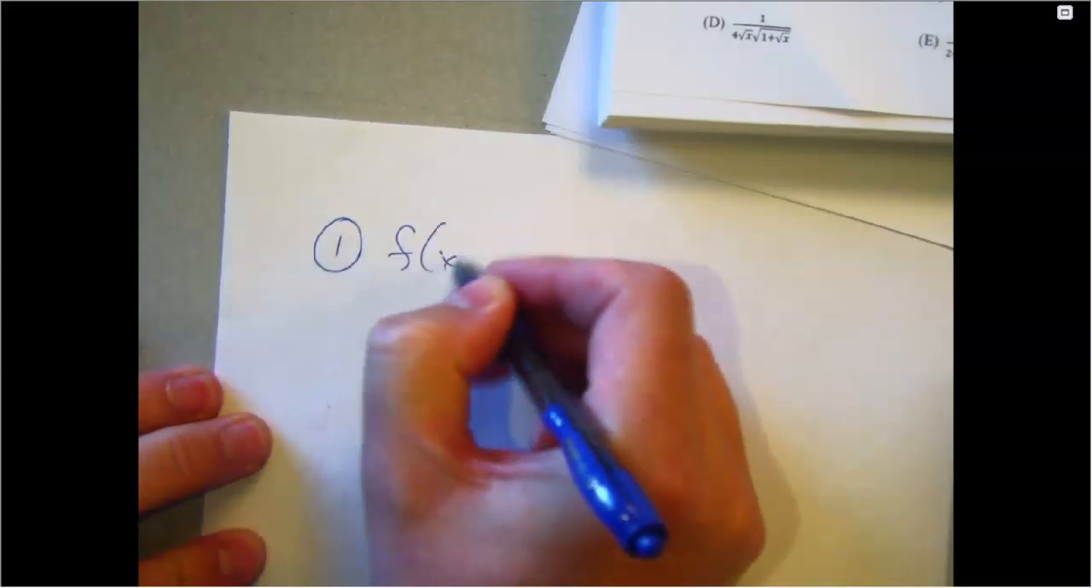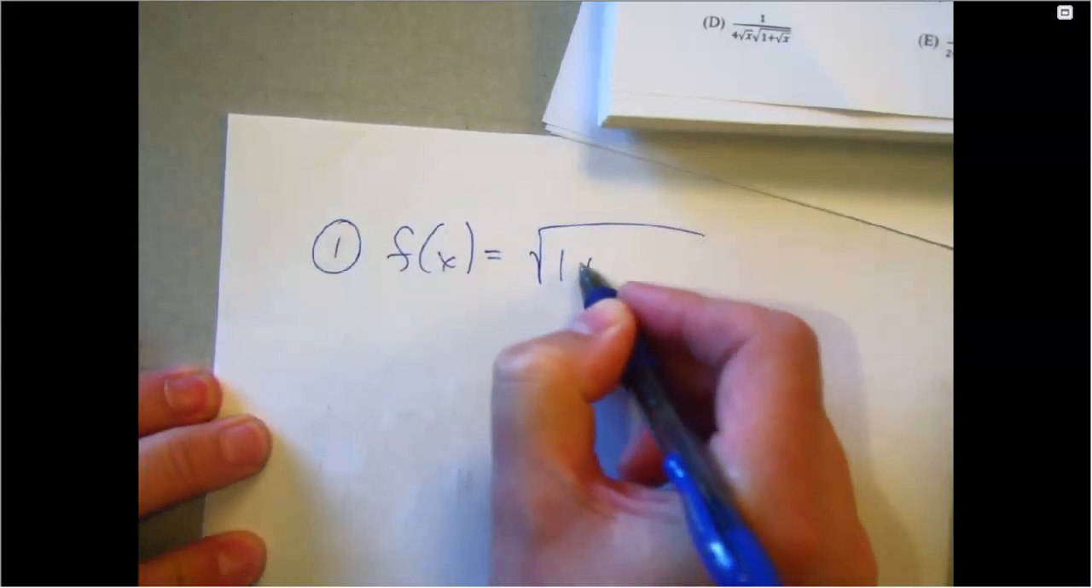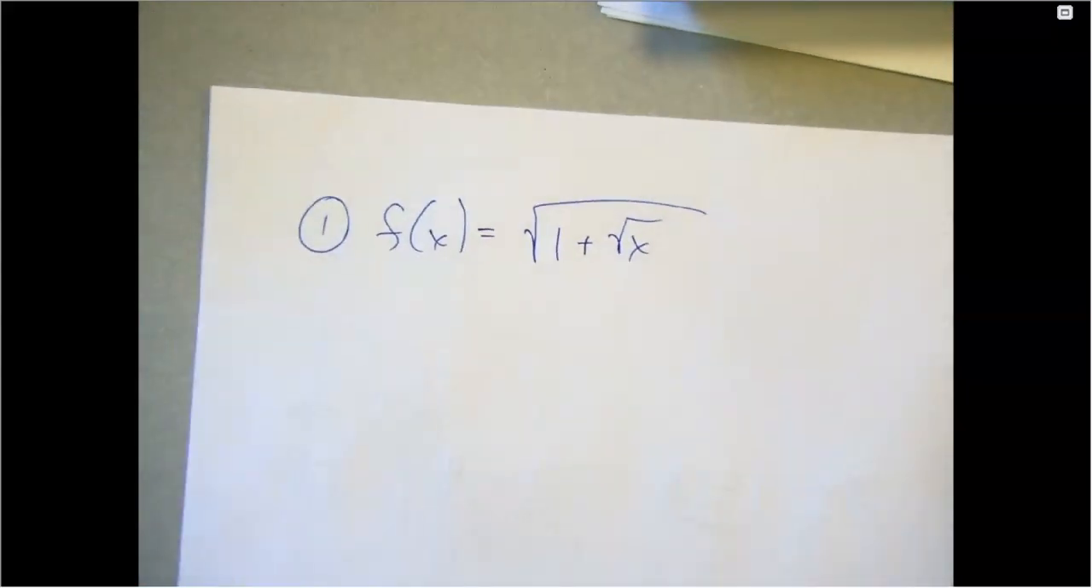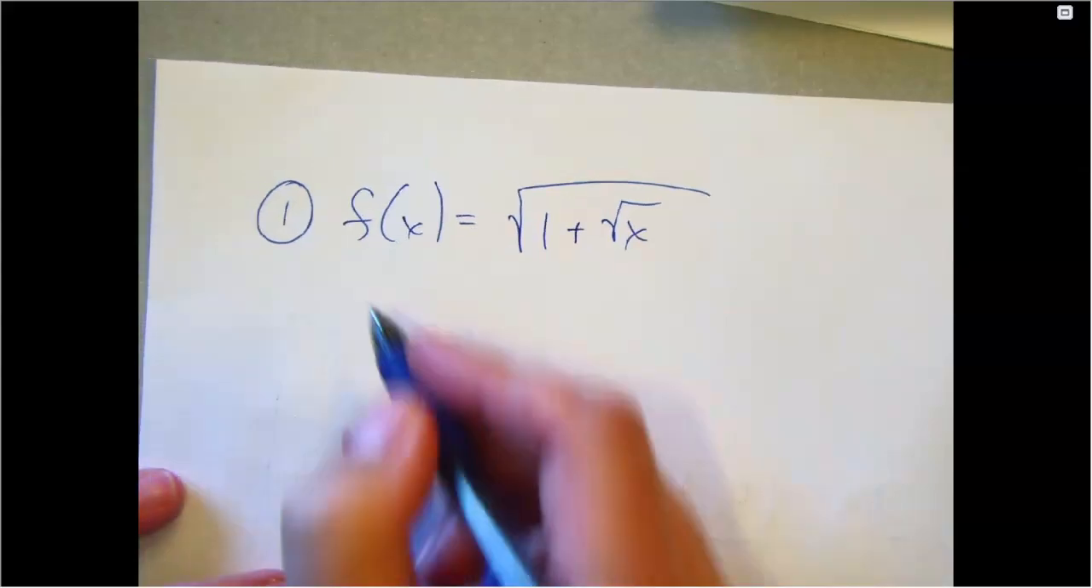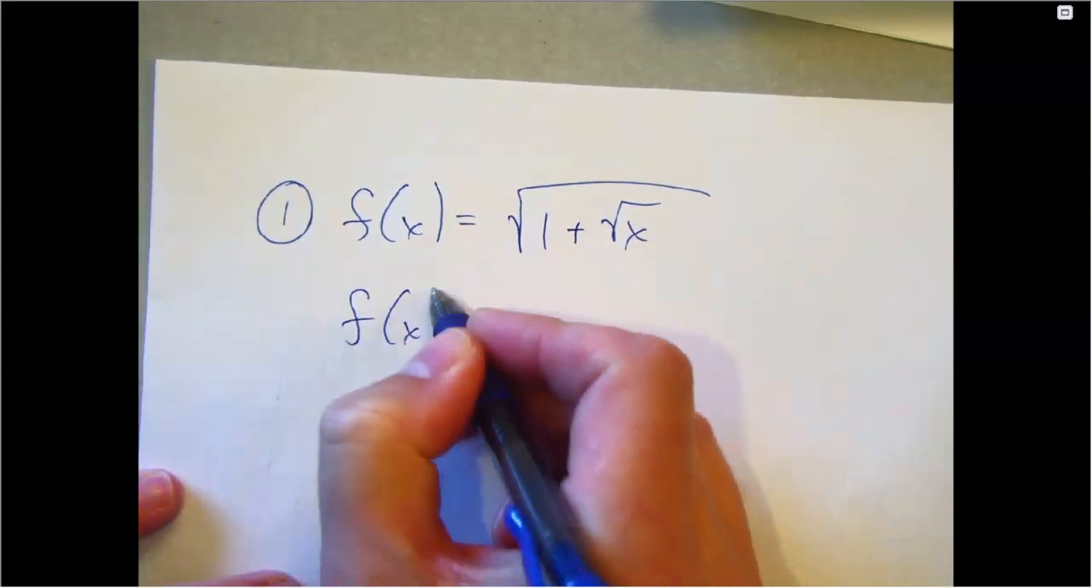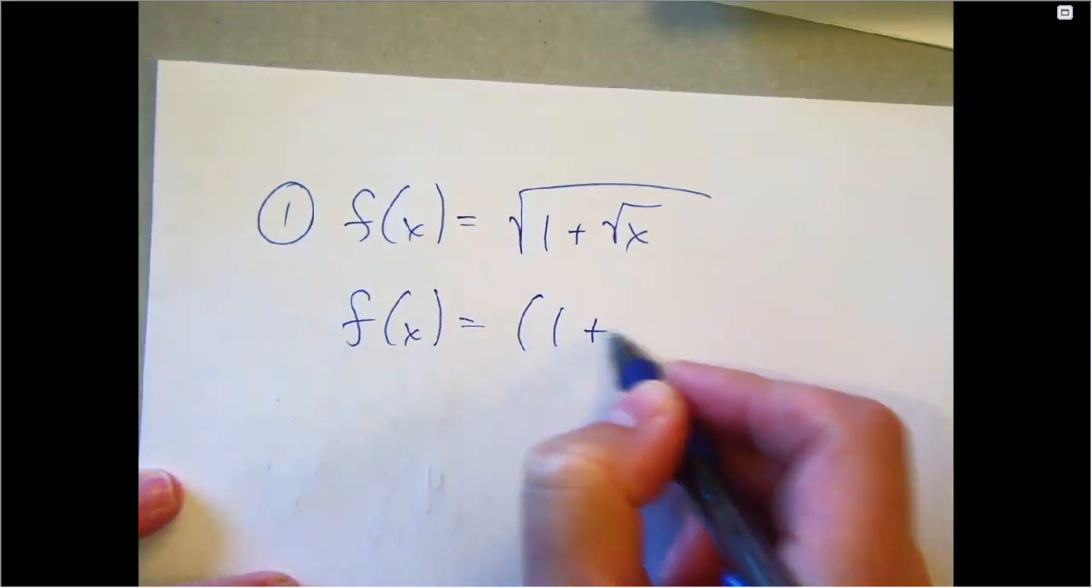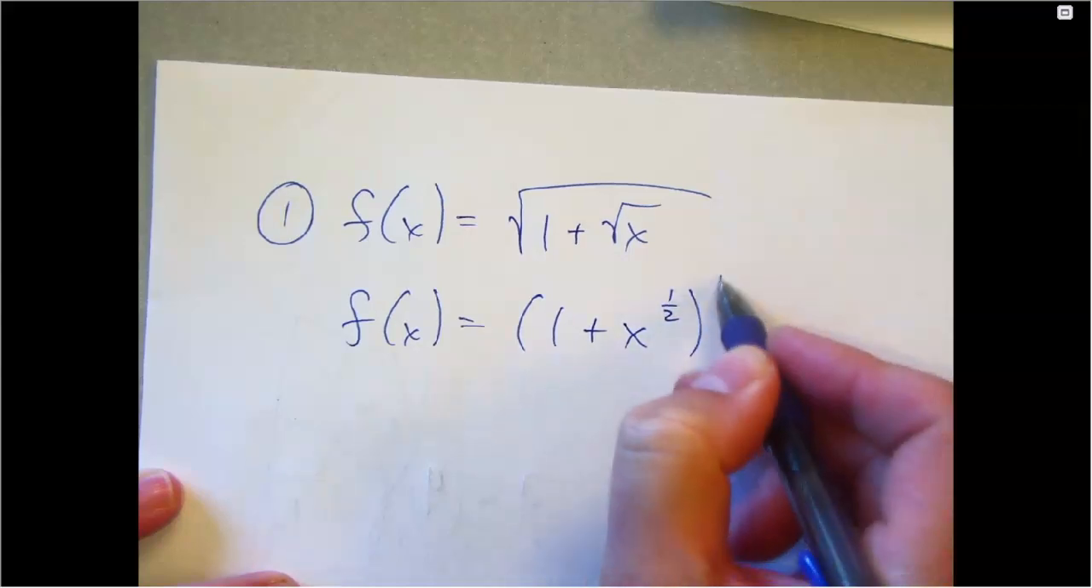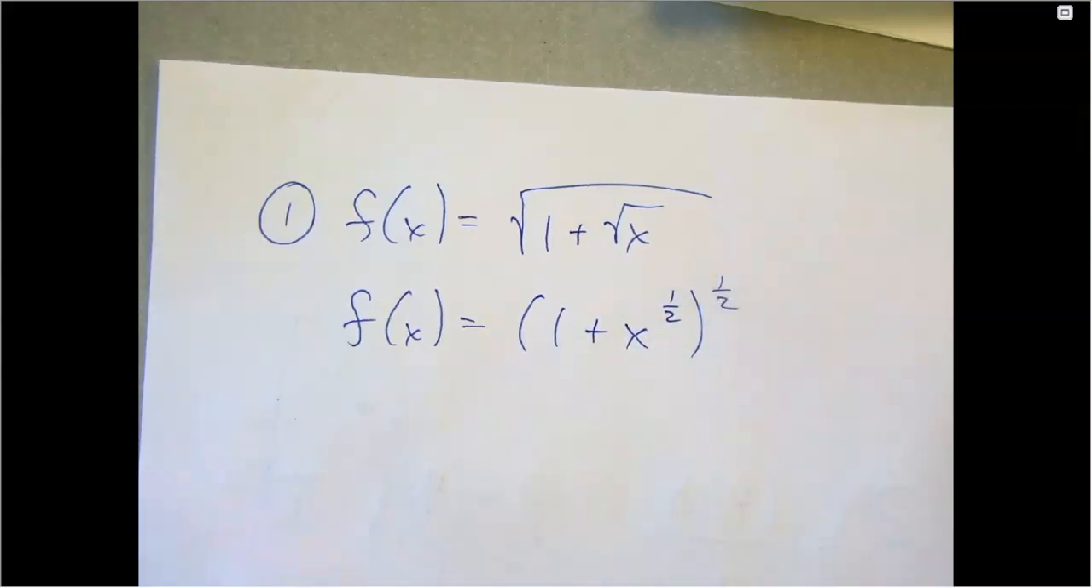6, they give me this, but I don't like those radical signs. I don't want those. So I'm going to rewrite that as powers. So this would be 1 plus x to the 1 half, all to the 1 half. Agree?